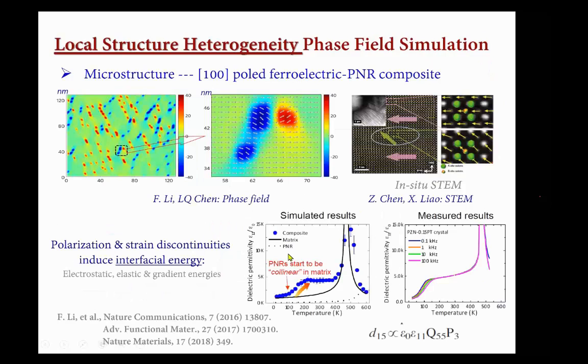So again, we use phase field modeling to simulate the dielectric constant as a function of temperature. First, we only consider the orthorhombic PNR, the dielectric constant like this one. If we only consider the tetragonal matrix, the dielectric constant behaves like this. Then we treated the relaxor-PT as a 0-3 composite. We consider both the tetragonal matrix and the orthorhombic PNR. The dielectric constant is like this, exactly the same as the experimental observations.